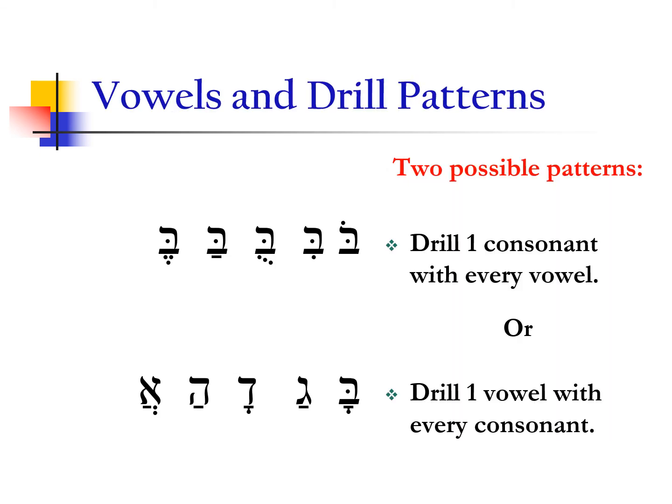So Feidelson's team looked at two possible drill patterns. Really, there are only two. The question is, do you drill one consonant with every vowel, like bo, be, boo, ba, be? Or do you drill one vowel with every consonant, like ba, ga, da, ha? Take a couple of seconds and think this through.